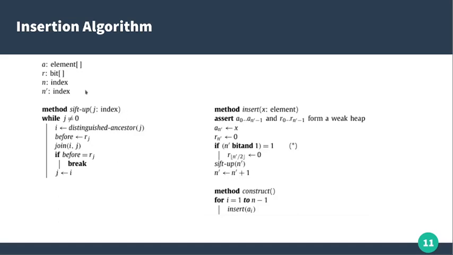Here is the shift up operation. You can see the method is described here. As long as x is smaller than the element at its distinguished ancestor, the join is called and the swap is done. So it needs to swap the two as long as x is smaller than the element at its distinguished ancestor, using the join operation, and repeat for the new location of x. Thus, shift up at location j requires order log j time.